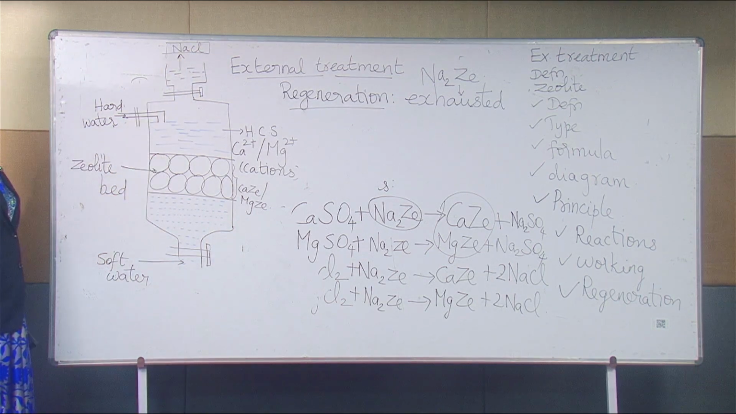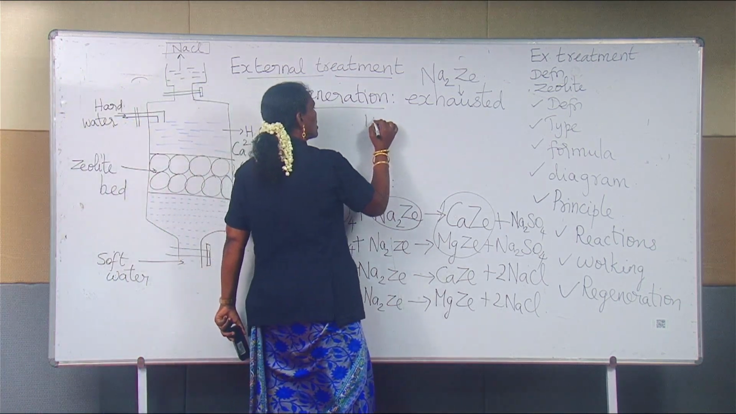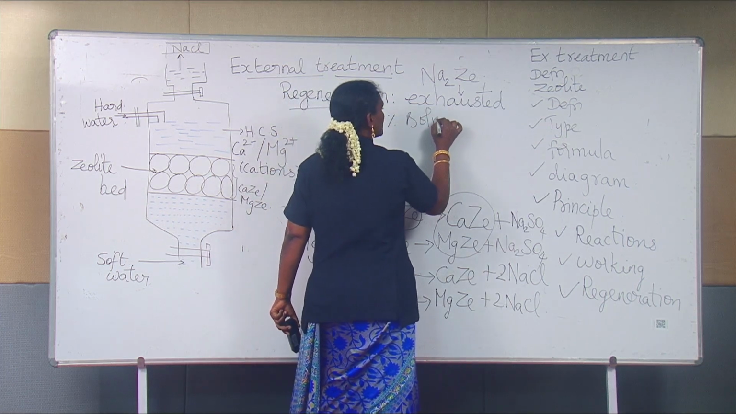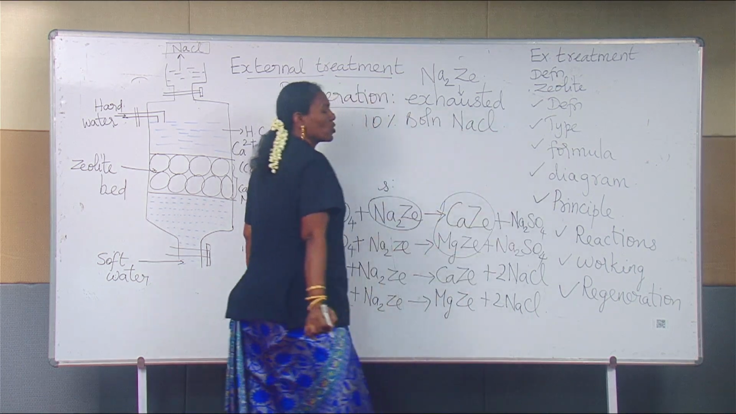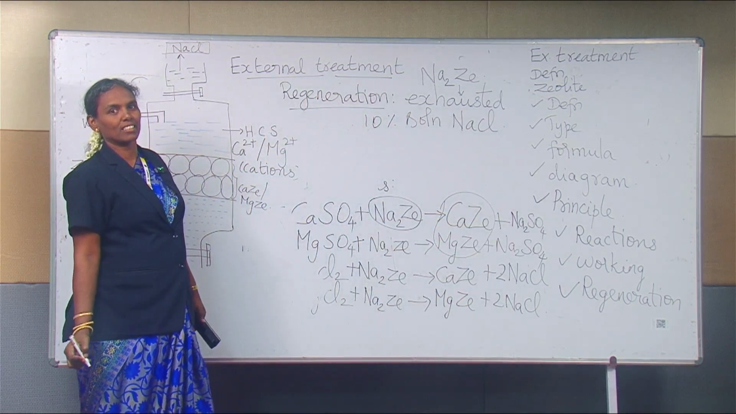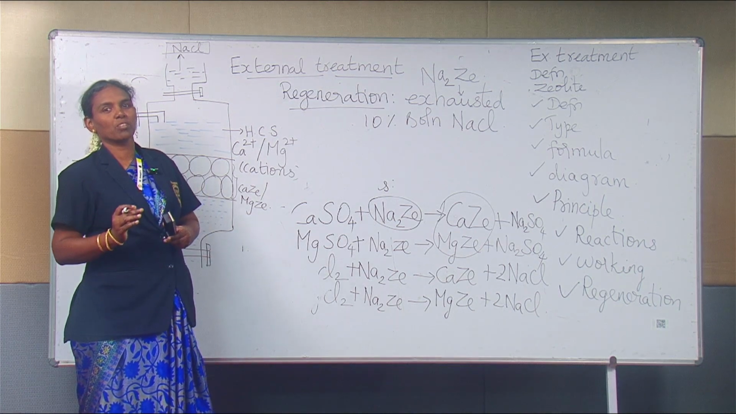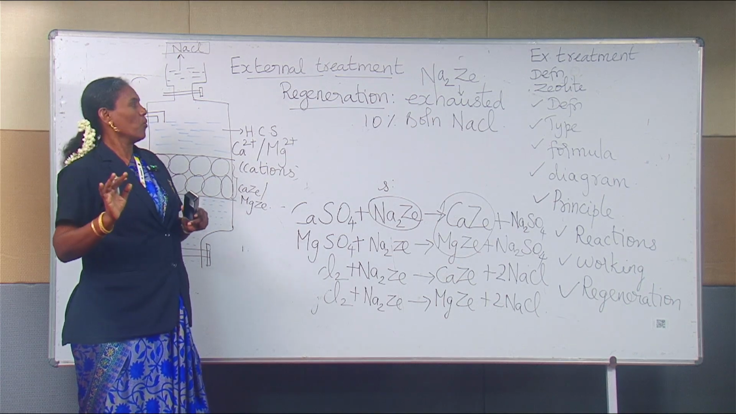Which chemical is used to regenerate this? NaCl, a sodium chloride 10% solution. What is the meaning of a 10% solution of sodium chloride? A 10% solution of sodium chloride is used to regenerate the zeolite. That is, 10% is sodium chloride and the remaining 90% is only water.